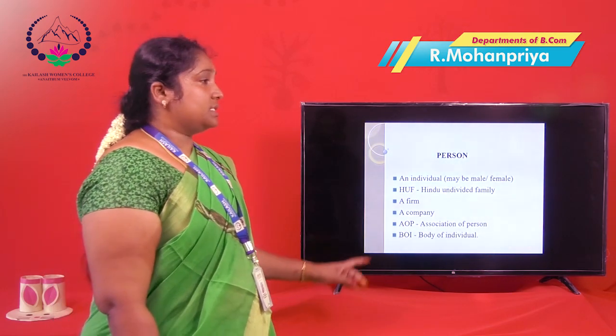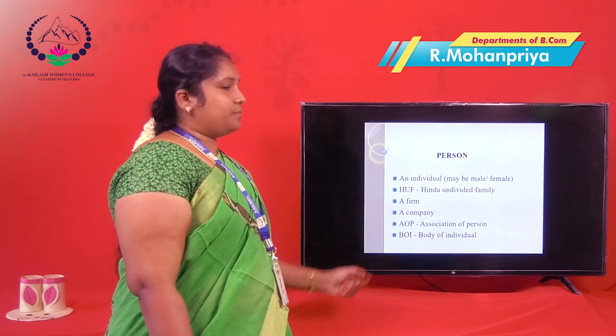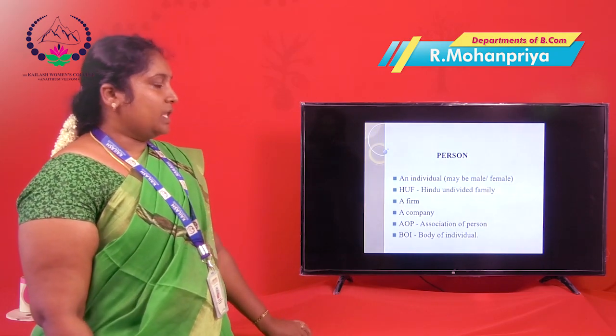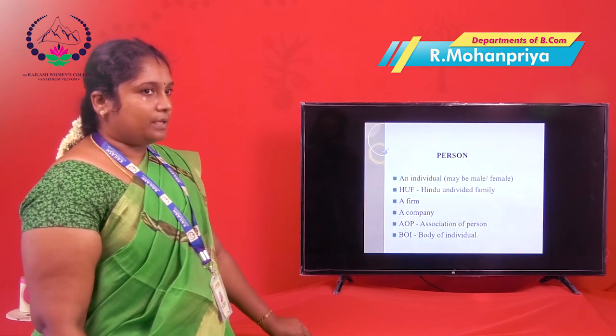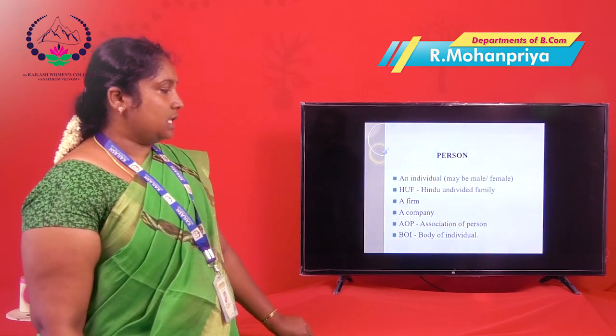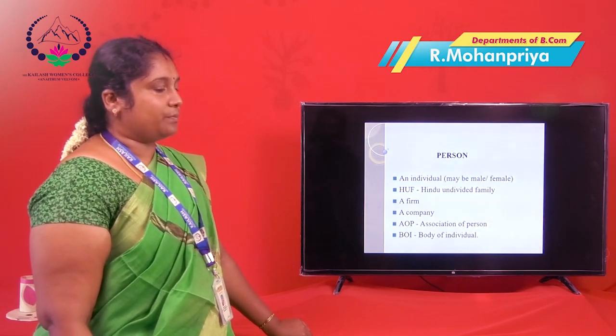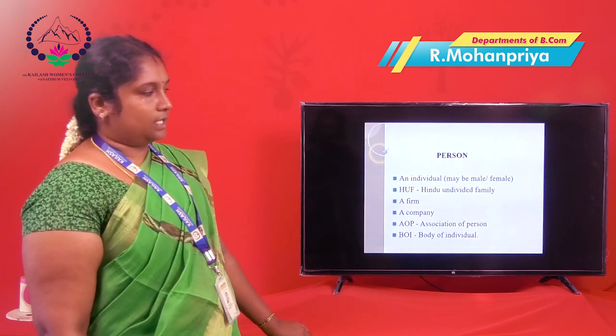Next, persons. Persons are divided into these types: individual, HUF, which means Hindu undivided family, a firm, a company, AOP, which means association of persons, and last, BOI, body of individuals.